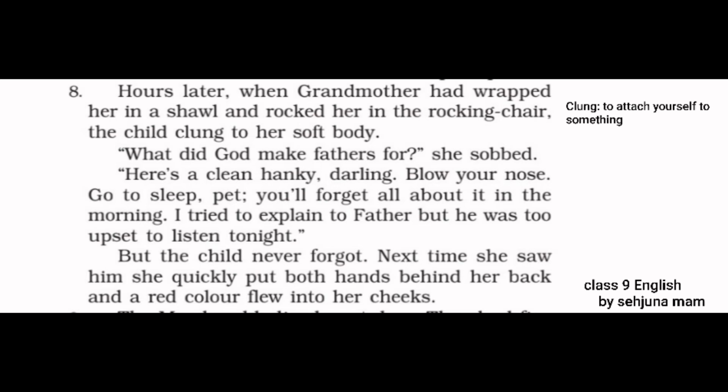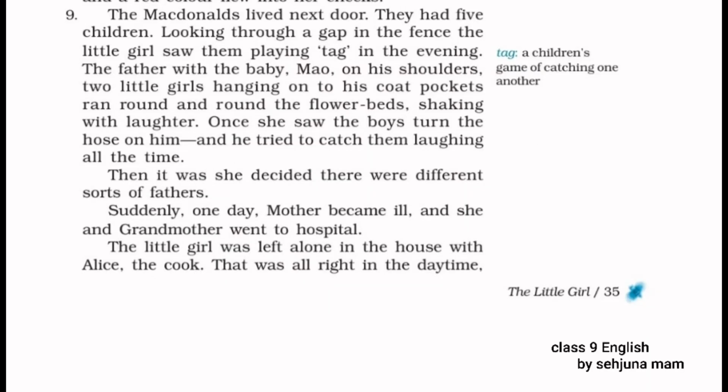So here in the 8th paragraph, we have seen her condition. Paragraph number 9. The McDonalds lived next door. They had 5 children. Looking through a gap in the fence, the little girl saw them playing tag in the evening. The father with the baby Mao on his shoulders, 2 little girls hanging on to his coat pockets, ran around the flower beds, shaking with laughter. Once she saw the boys turn the hose on him and he tried to catch them, laughing all the time.